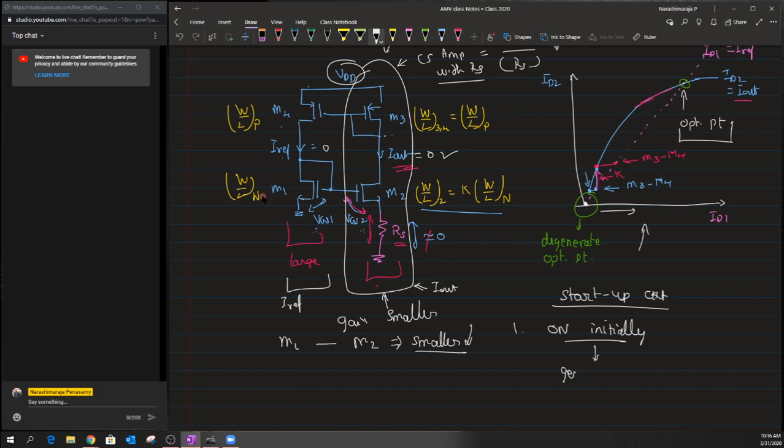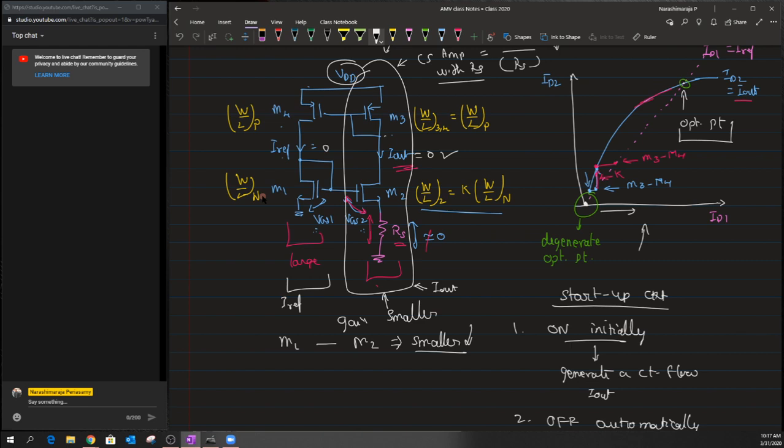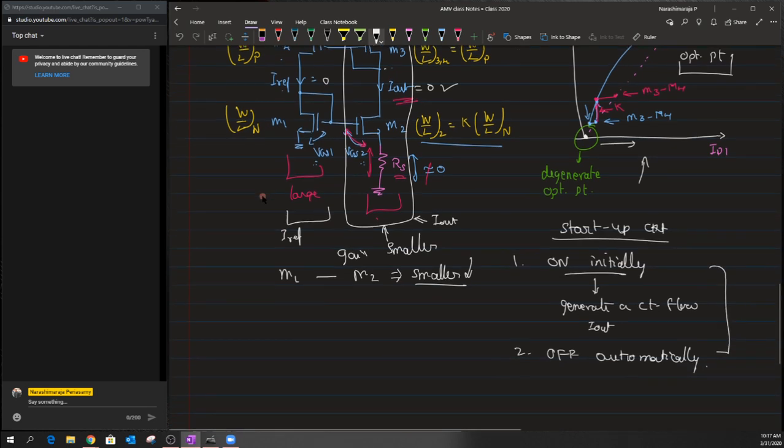Its main task is to generate a current flow through the structure. Okay, and this current flow can even be a small quantity. Once it starts applying the small amount of current either through I out or I reference, then the circuit has to turn off automatically. Okay, and this is the major function it has to perform.